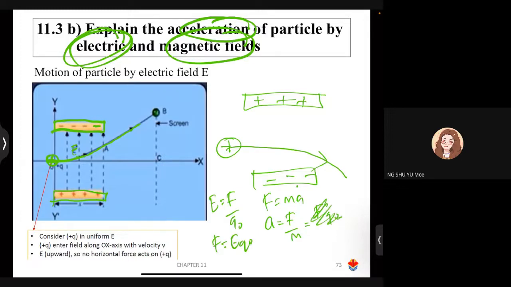Okay, salah. So masukkan ni ke dalam ni. So A sama dengan EQ0 over M. Ni formula ni kan. Boleh jumpa tak?